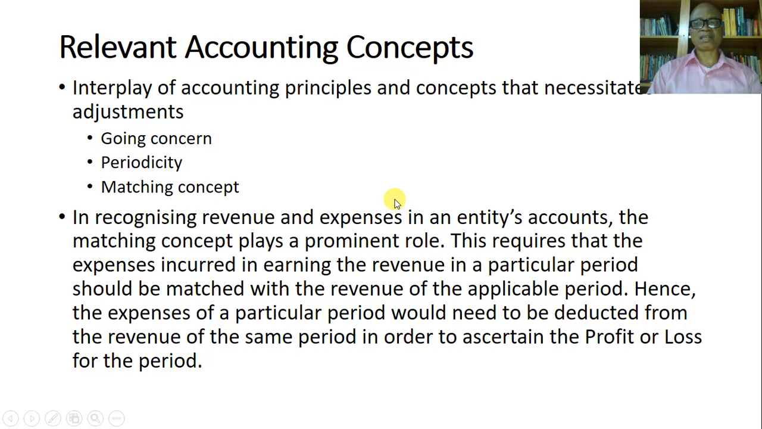Now, there are three major concepts that are related to this particular topic, talking about adjustment to trial balance. The first one is going concern, the second one is periodicity, and then the third one is matching concept. When we talk about going concern, we're saying that whenever a particular company or entity begins operation, it is meant to be in perpetuity. The periodicity says that, despite the fact that a particular company operates in perpetuity, there must be a periodic reporting of accounts. And then the next one talks about matching concept.